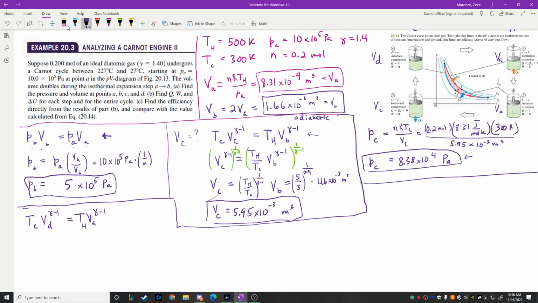Okay. All right. So the last thing we were trying to do is to find the only part that's missing. We have VA, we have PA, we have VB, PB, VC, PC. So the only piece that's missing is getting VD. D to A is adiabatic, so this is okay, right? Everybody agree? Anyone disagree? This is adiabatic, right? D to A. Adiabatic. So we can use that equation. So we'll solve this for VD. What we'll get is VD should be equal to TH over TC, raised to the 1 over gamma minus 1, exactly like this equation here, and then multiplied by VA.